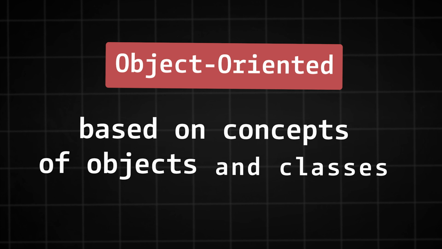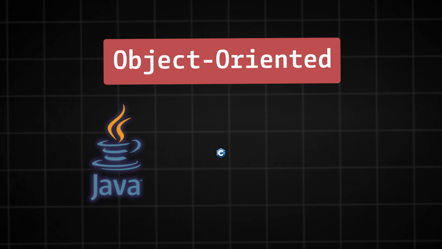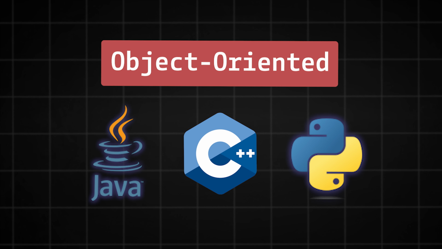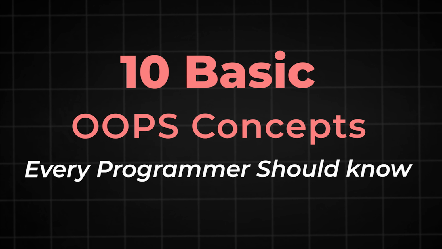Object-oriented programming revolves around the concept of objects and classes. Languages like Java, C++, and Python support OOPs. Let's look at 10 basic concepts of object-oriented programming that every programmer should know, starting with class.